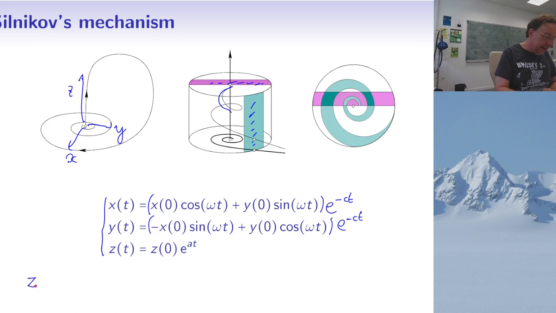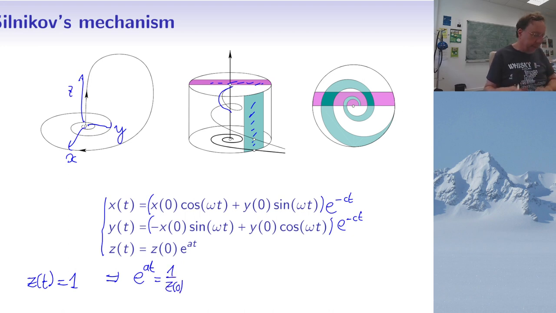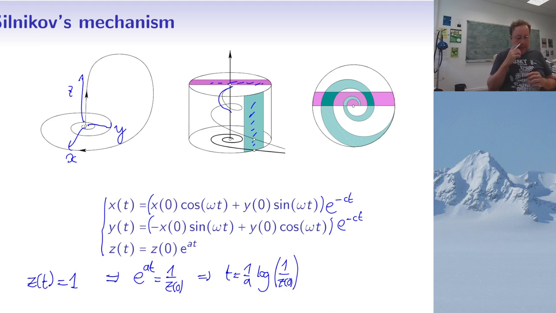And that means that I look for time t such that z of t is equal to 1. Okay, and that means that exponential a t should be equal to 1 over the initial value of z. And this I can solve for t, so t will be 1 over a times the logarithm of 1 over the initial z. And so you see that this time depends on the value of the initial z. So the smaller z is, the larger this time is. And when the time is larger, it means that x and y will make more turns.